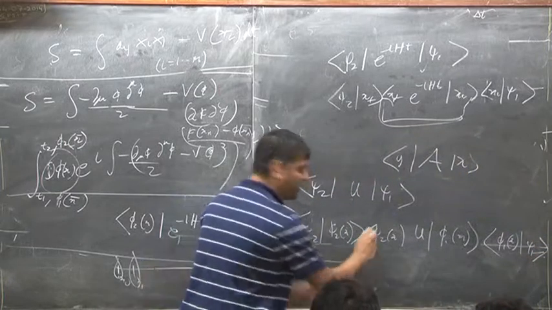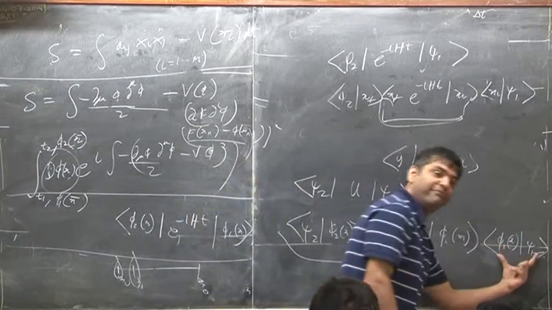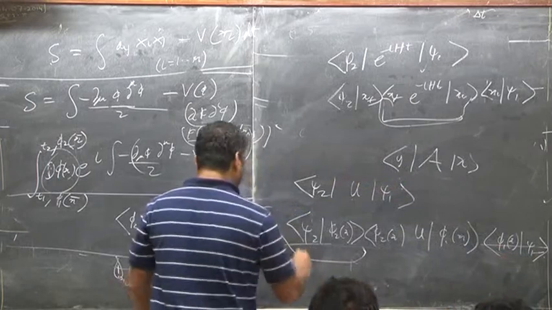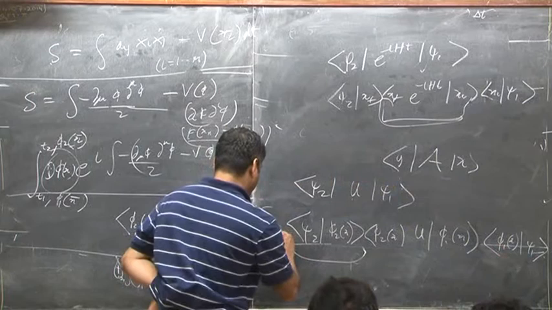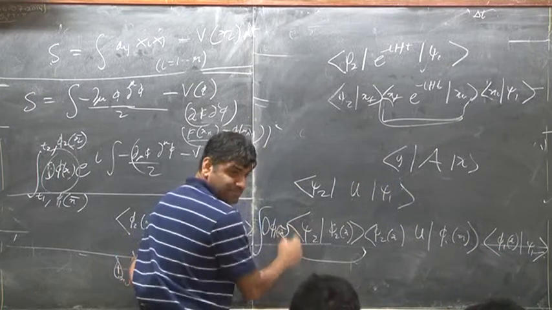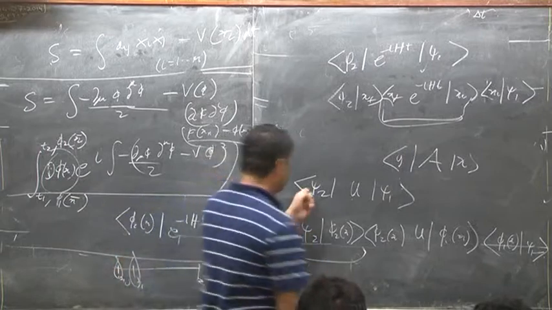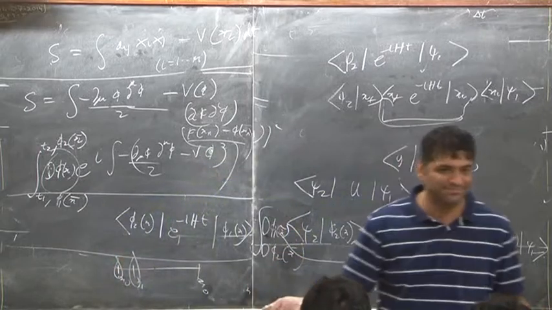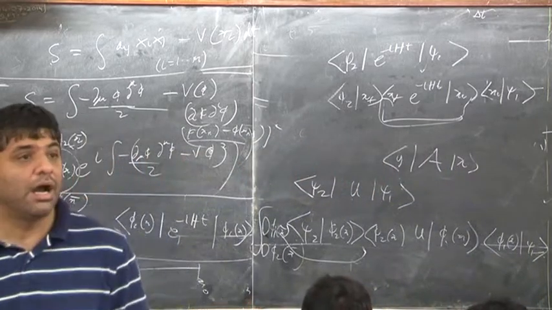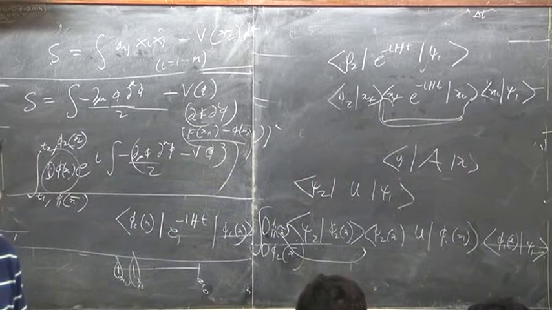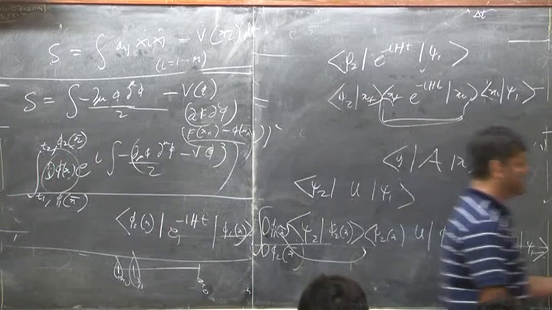This is some wave functional. This is your Schrodinger wave functional for the final state. This is your Schrodinger wave functional for the initial state. Just take those Schrodinger wave functionals and do the integral over d phi 1 of x space and d phi 2 of x space. That gives you the transition amplitude between any two states. Is this clear? Any other questions? Okay, excellent.